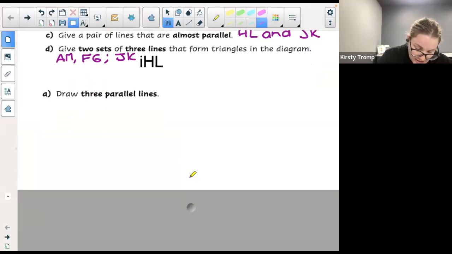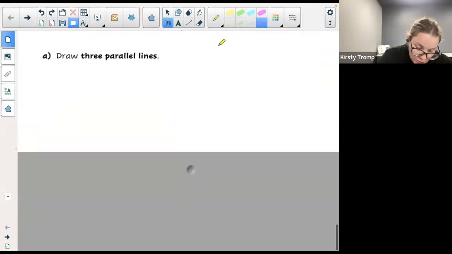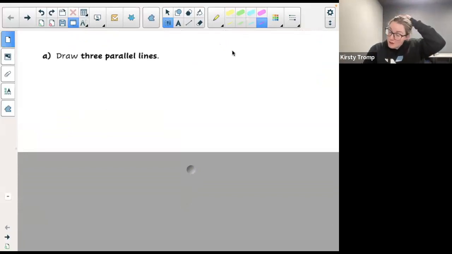Our next question says to us, draw 3 pairs of parallel lines. So I want you guys to go and draw for me 3 pairs of parallel lines. I'm going to give you a hint here: you need a ruler, okay? I'm going to give you another hint. It's not as simple as just drawing a line, okay? So you need to make sure that you've got a ruler, all right?